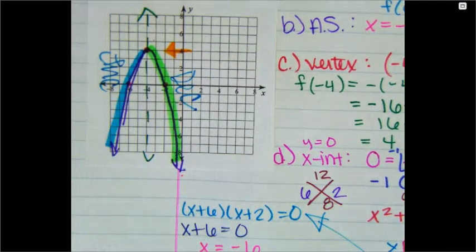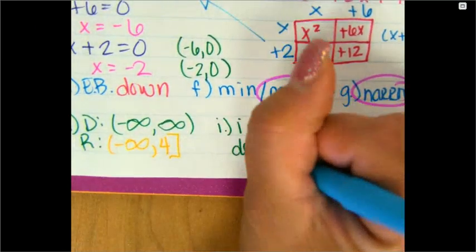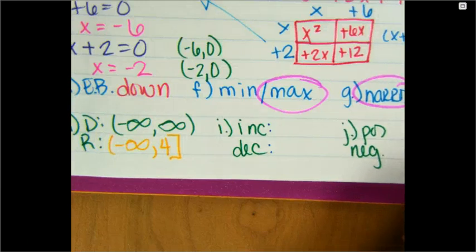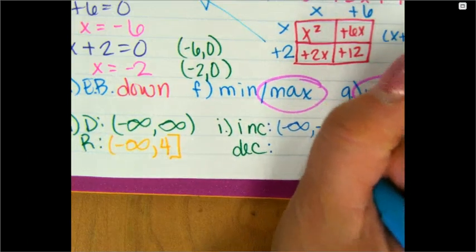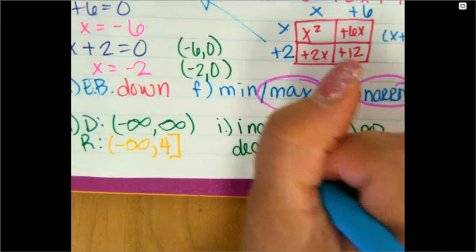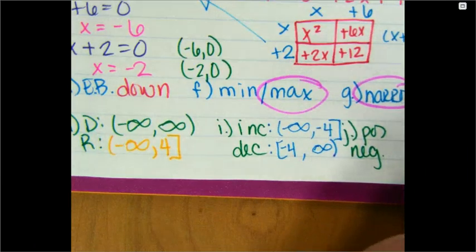All right, let's try writing your intervals. Increasing interval and decreasing interval. See if you can write it. Where are you increasing from? Negative infinity to what? Where are you decreasing from? To? Positive infinity. Highlight positive and negative.